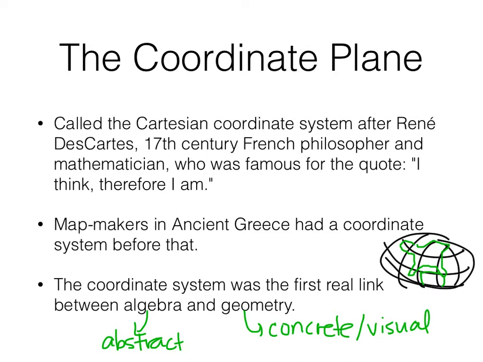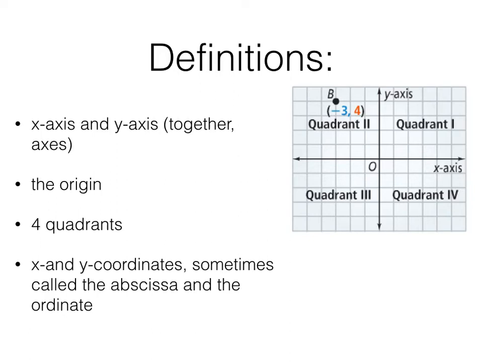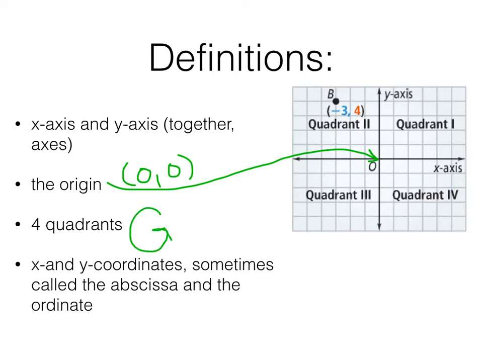Okay? Our coordinate system with our definitions. Everything you need to know is on the screen. The x-axis and the y-axis, together they're called axes. The origin is 0, 0 here in the middle. Let's put a little ordered pair, origin, 0, 0. The four quadrants, 1, 2, 3, 4. Remember that it goes counterclockwise, 1, 2, 3, 4.